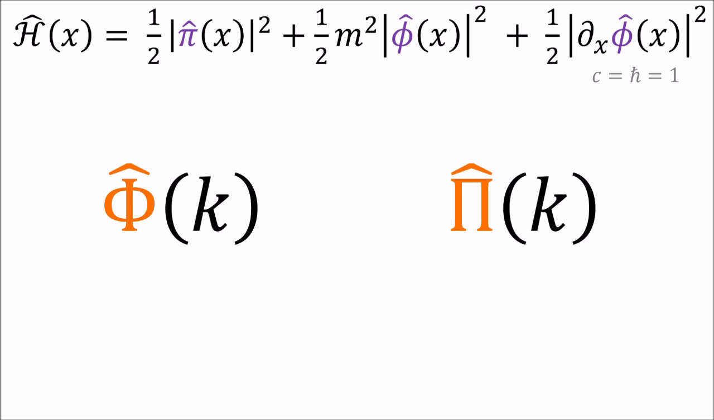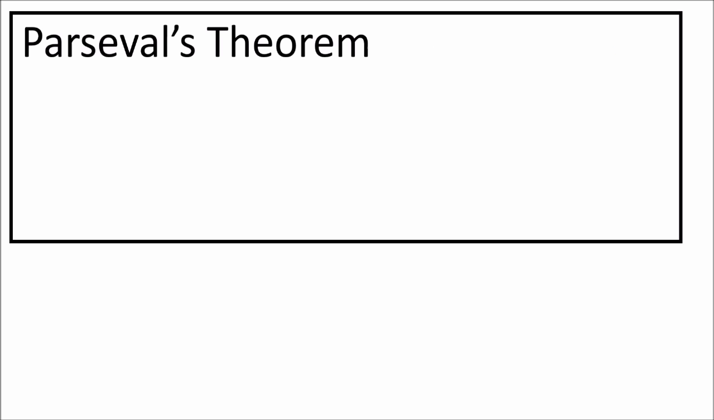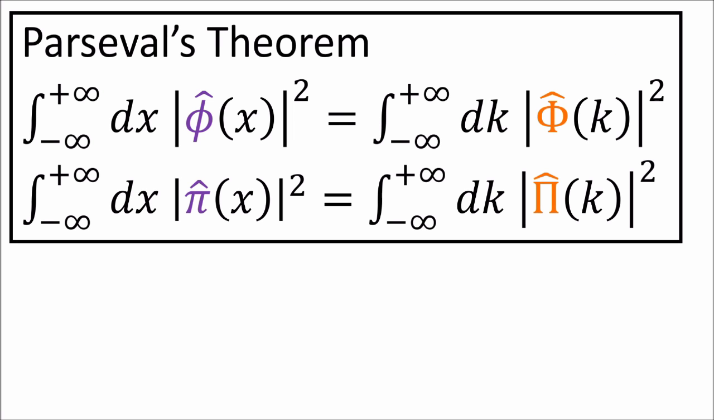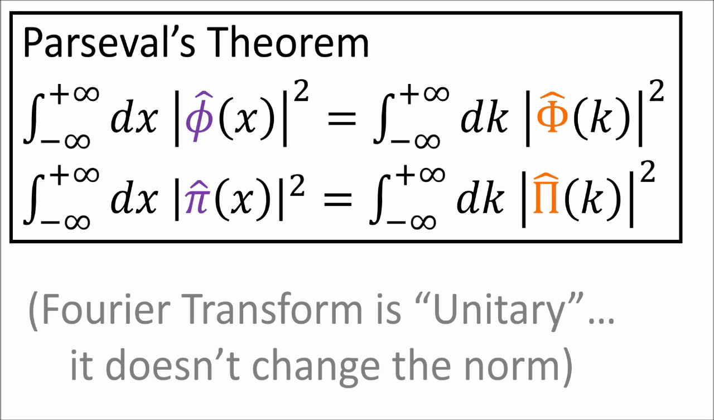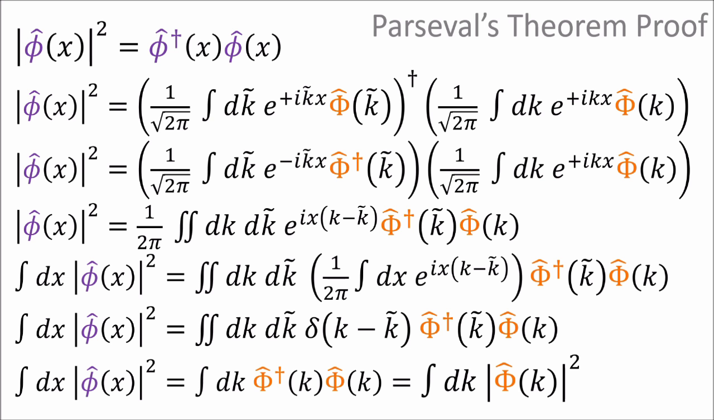To do this, I'm going to go through a few properties quickly. First is Parseval's theorem, which says that the integral over the squared magnitude of a function is equal to the integral over the squared magnitude of its Fourier transform. This applies to both phi and pi. This is true because the Fourier transform is a unitary transform, which means it's kind of like a rotation that doesn't change the norm of functions. You can pause here to view the proof of Parseval's theorem if you want.